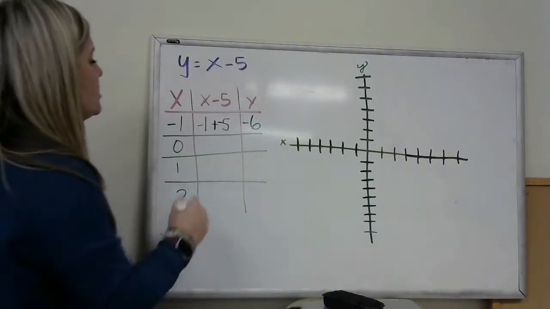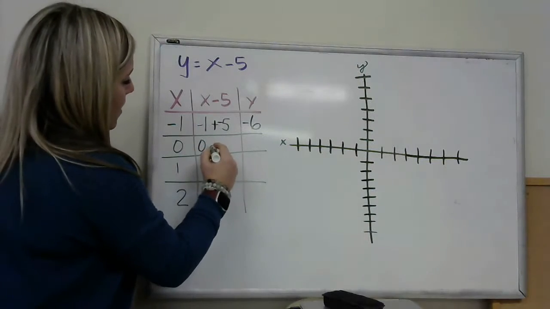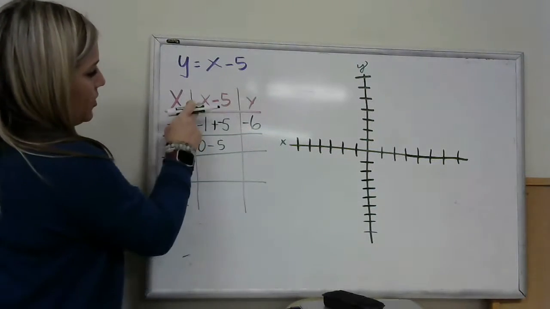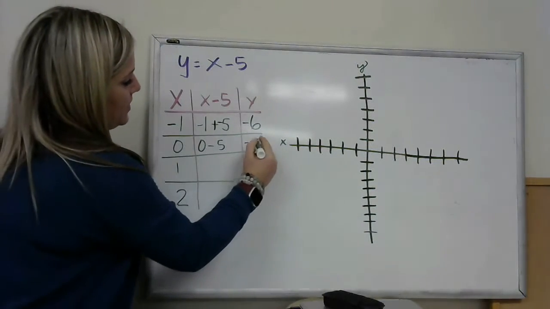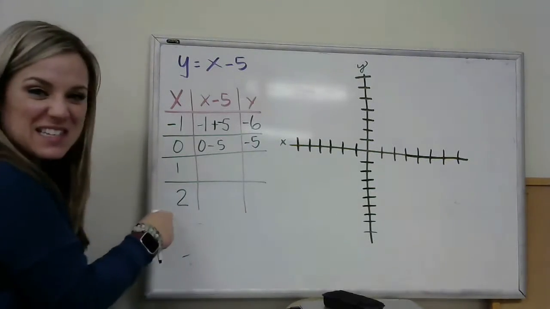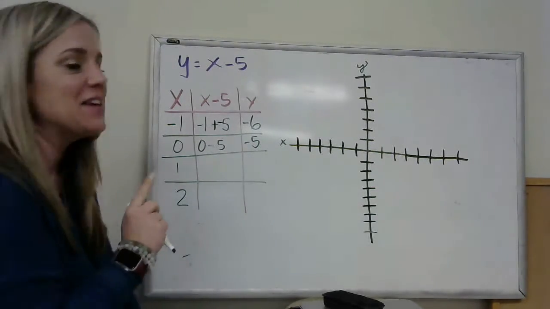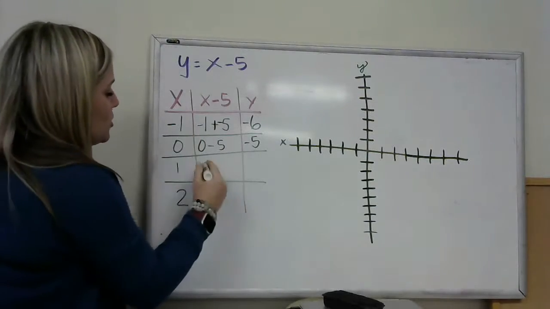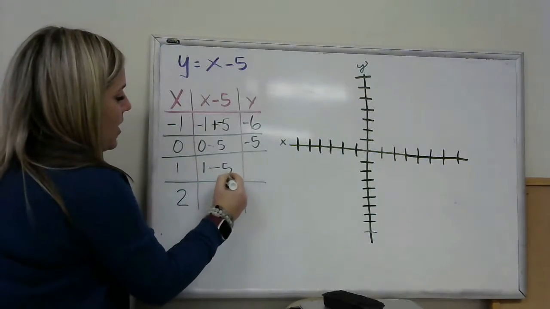All right, so if we plug in 0 for x, 0 minus 5 is -5, right? That was easy. This is why I choose these easy numbers. I like to be easy. Okay, so now we're going to do 1 minus 5.